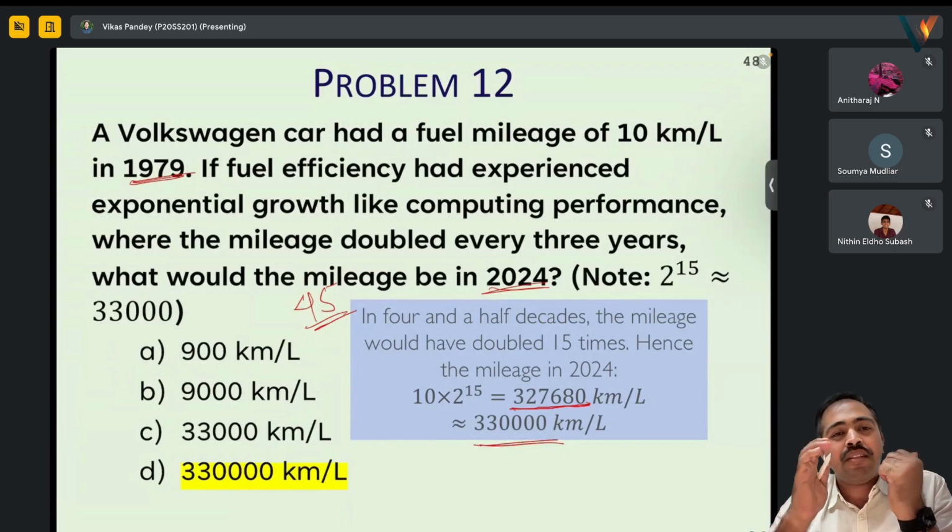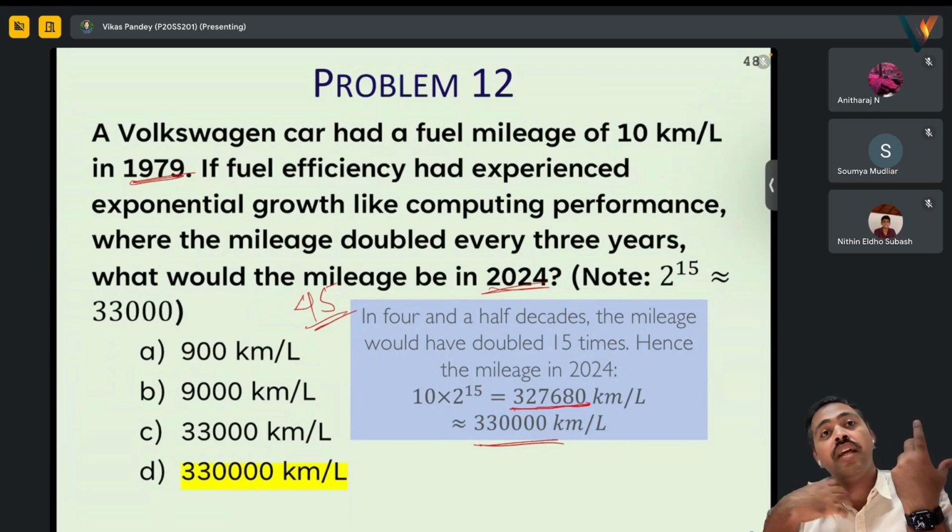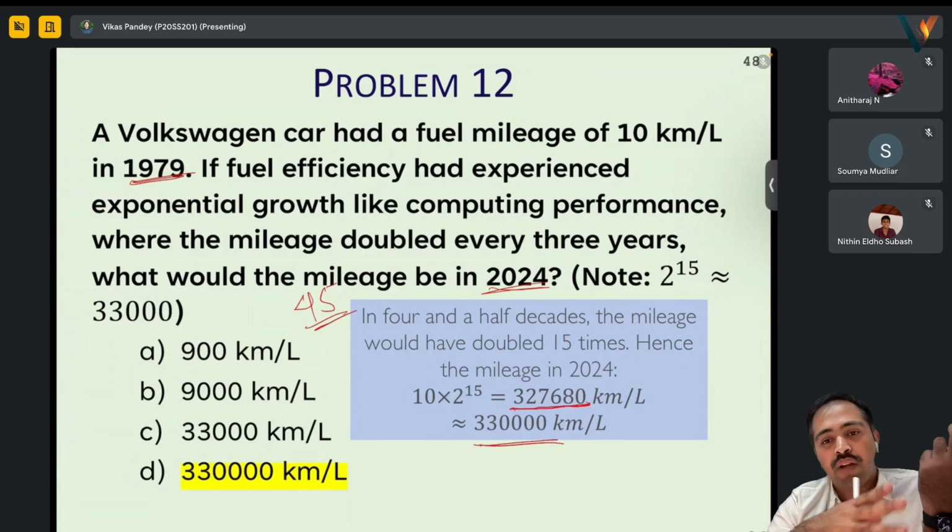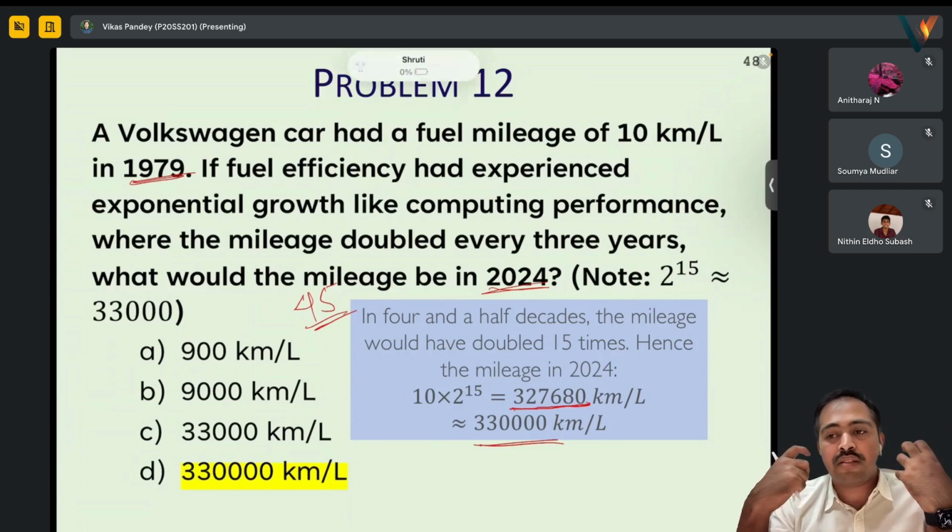So this is just for you to appreciate that if transistors and computing have experienced a commendable growth in these years. If a similar growth was available in any other industry, the whole scenario of the world would have been different.